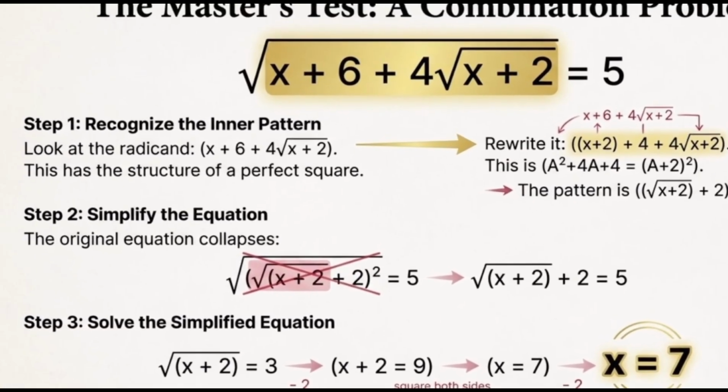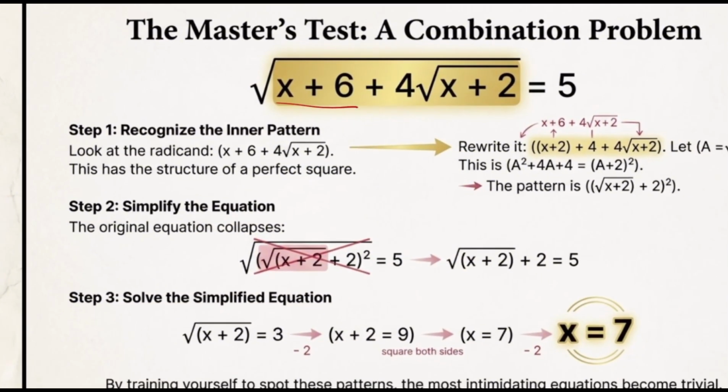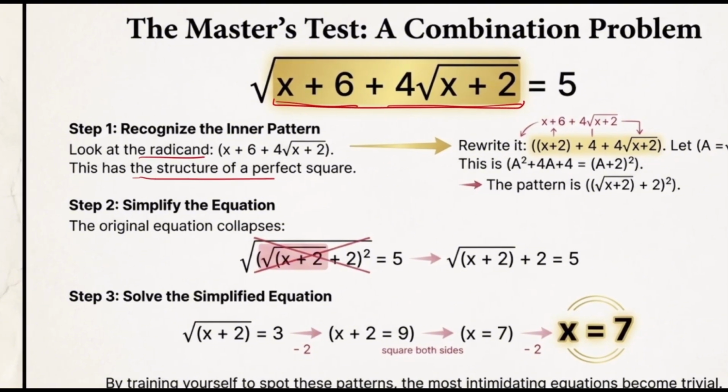So I have a question. It is root of x plus 6 plus 4 times root of x plus 2. So I have to find a pattern at this point. Let's see what happens. First of all, look at the radicand. The radicand is like this, and this has the structure of a perfect square. How would you say that?